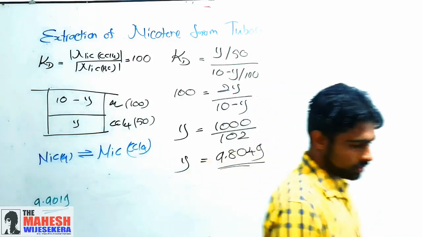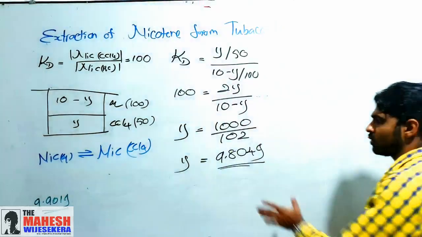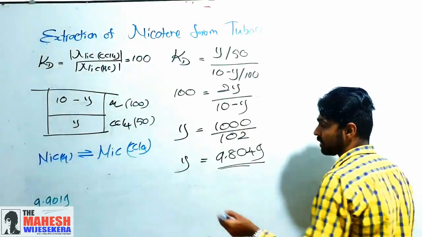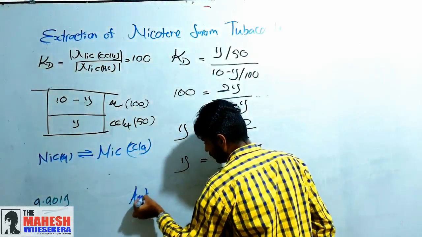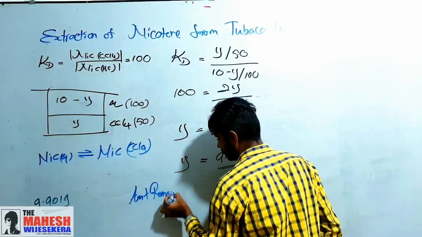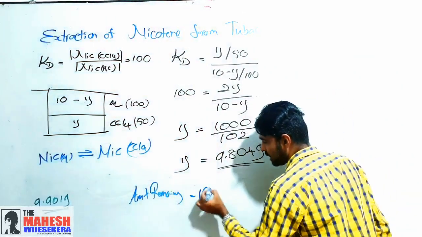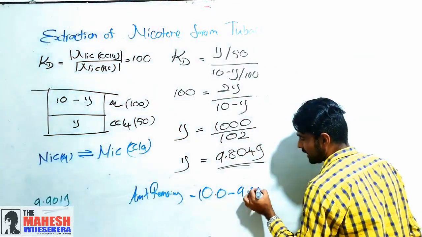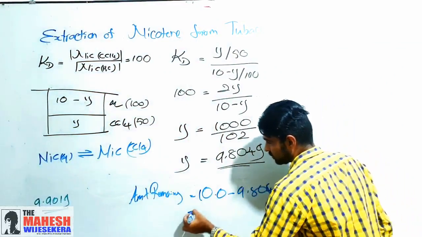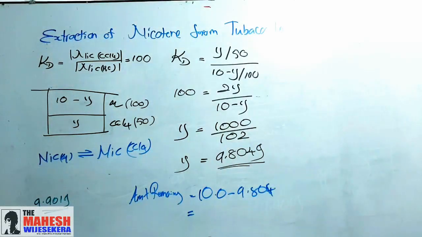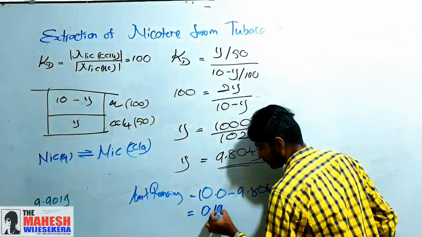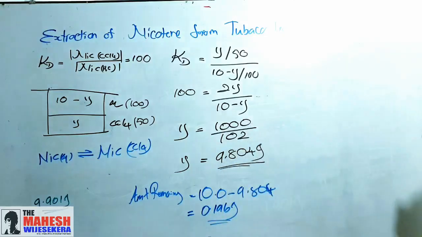So what is the amount remaining now? We have to go to the next one now. Amount remaining is 10 minus 9.804. That is 0.196 grams remaining.